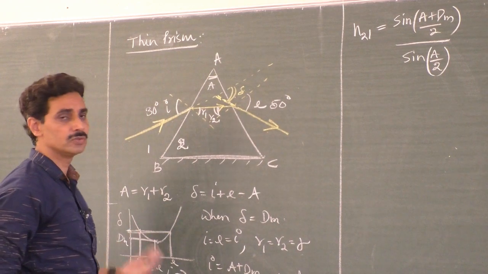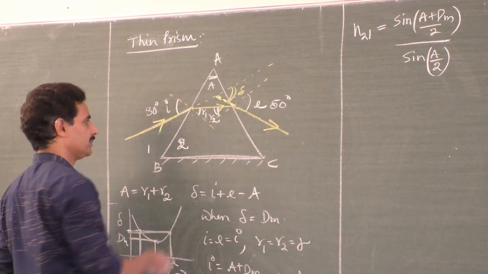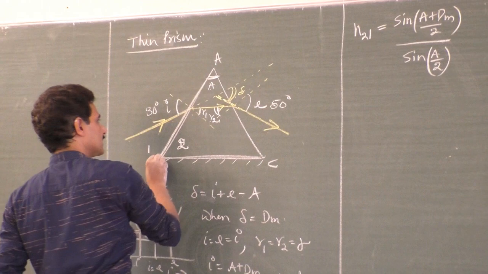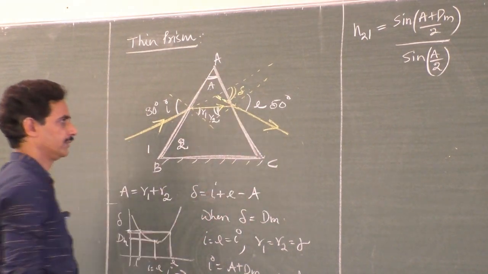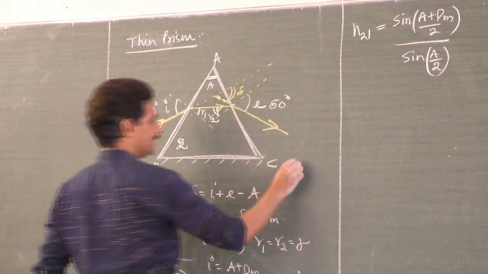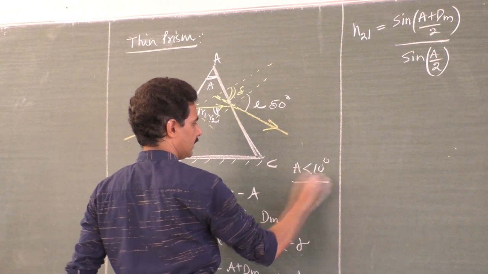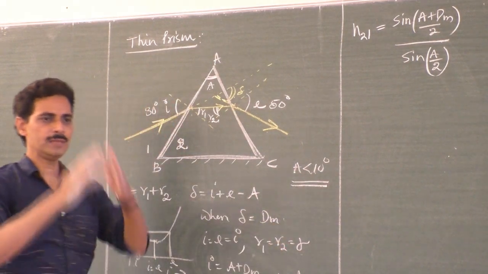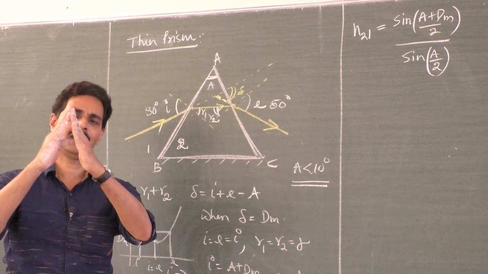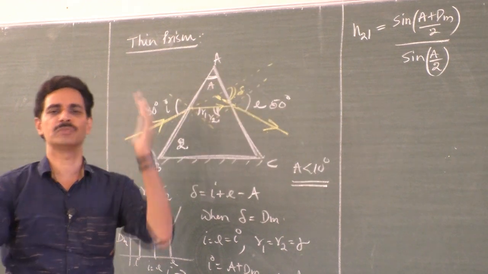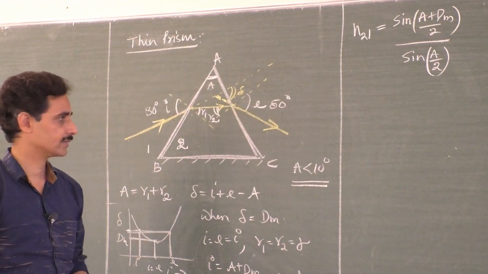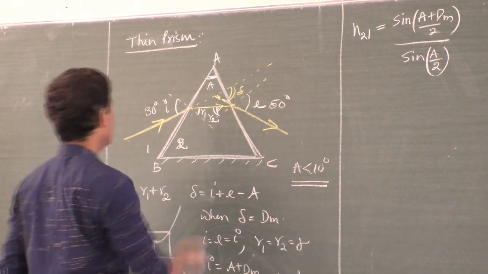So people usually use very thin prism. What do you mean by thin prism? Angle of the prism is the angle made by the two refracting faces. If this angle is less than 10 degrees, then such a prism is called a thin prism. A thin prism is one whose refracting angle A is very, very small, less than 10 degrees. So such a prism is called a thin prism.